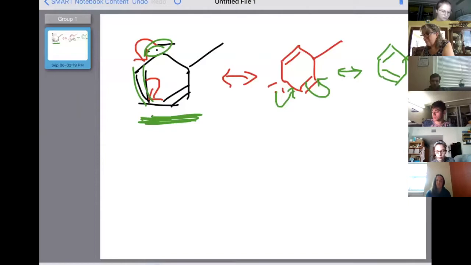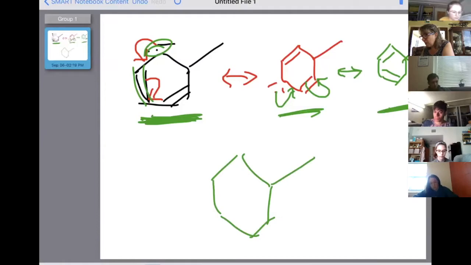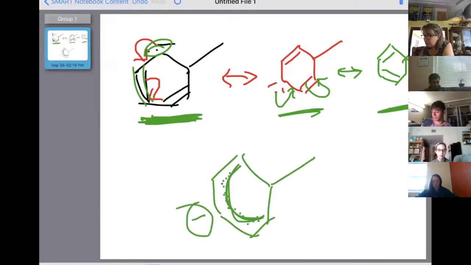If we take into account that we have 3 resonance structures and we've got to pull them all together, the way I would draw my resonance hybrid would look like this, where I have a partial double bond here, a partial double bond here, a partial double bond here and a partial double bond here. That's where I have the negative charge moving. And then you can just draw a negative sign there.